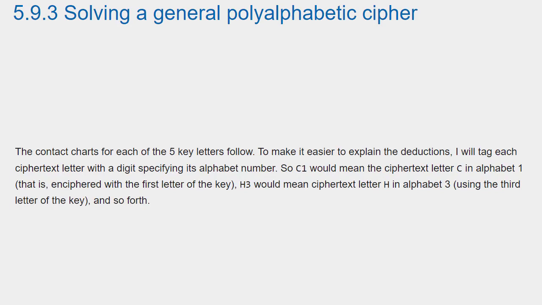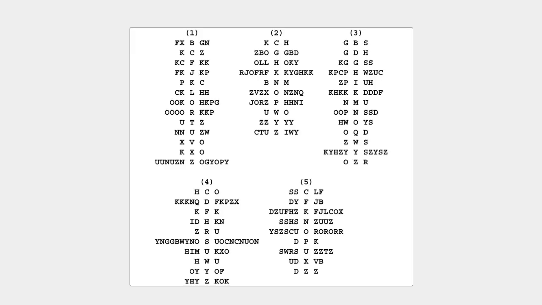To make it easier to explain the deductions, I will tag each ciphertext letter with a digit specifying its alphabet number. So C1 would mean the ciphertext letter C in alphabet 1, that is, enciphered with the first letter of the key. H3 would mean ciphertext letter H in alphabet 3, using the third letter of the key, and so forth. Recall that letters with many different contacts on both sides tend to be vowels, while letters with fewer distinct contacts tend to be consonants.